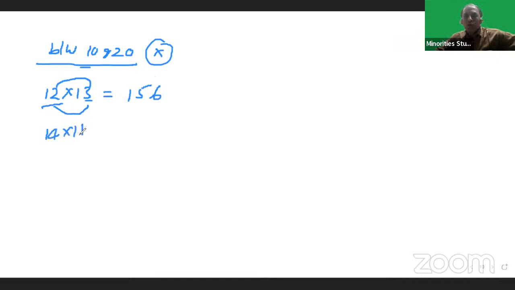Okay, one more example. 14 into 11. First step is find the product of the two unit digits. 4 into 1 is 4. Now, second step is first number plus the unit digit in the second number. 14 plus 1 is 15. So 154.